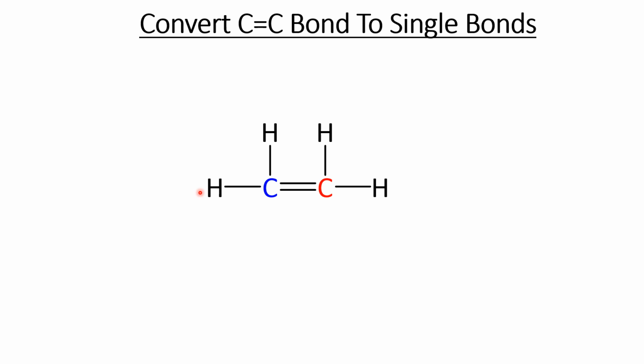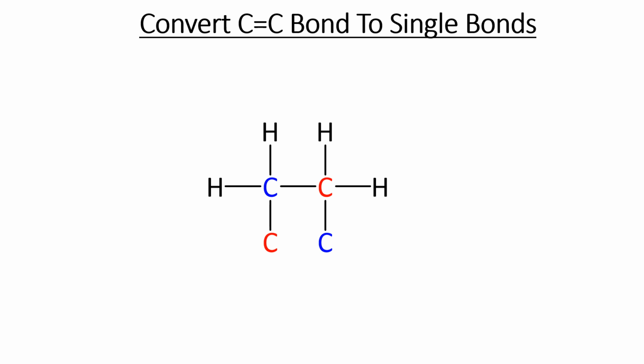In this example, how can you convert this carbon-carbon double bond to single bonds? There are 2 bonds between the 2 carbon atoms, 1 sigma bond and 1 pi bond. Break the pi bond into 2 and attach 1 bond to each of the carbon atoms. Then attach the red carbon to the blue carbon bond and attach the blue carbon to the red carbon bond. This is how you convert a carbon-carbon double bond to single bonds.